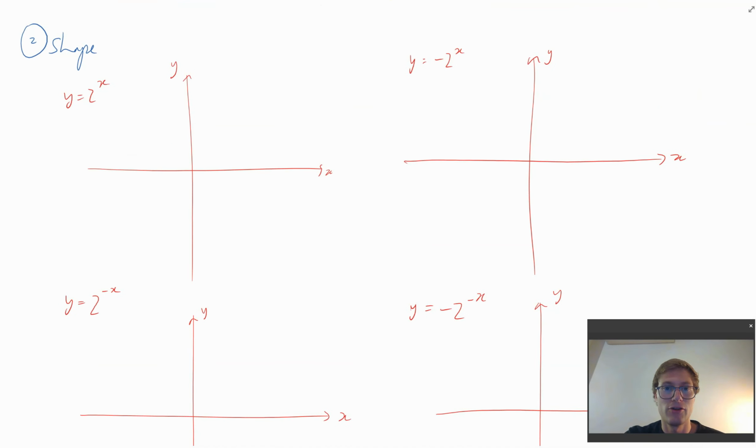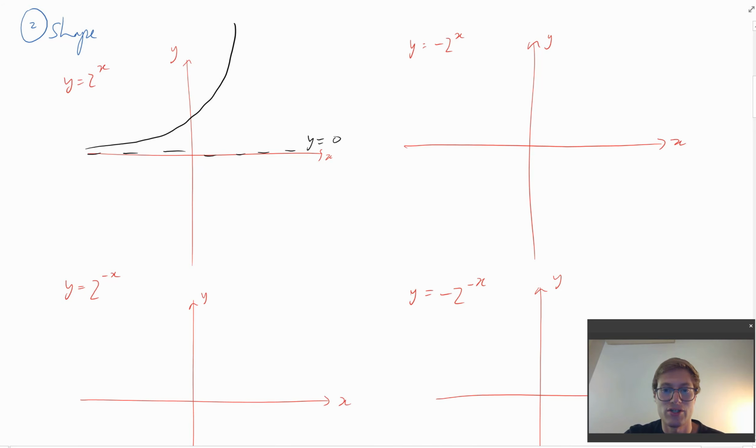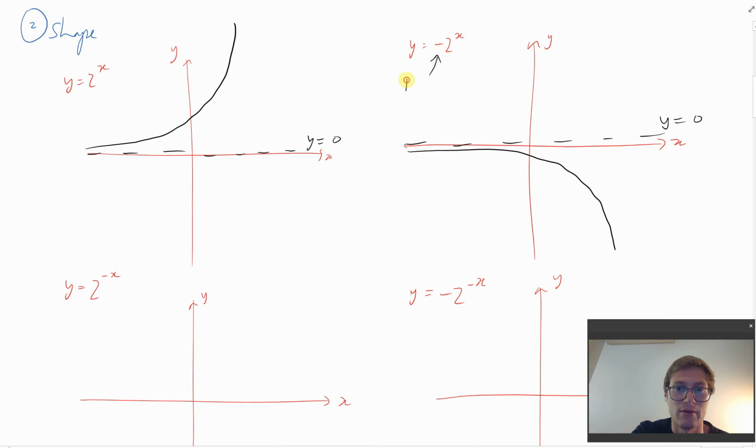Second step, you've got to get your shape right. We've already seen the first one, y equals 2 to the power x. You'll notice there are 4 main different shapes, different reflections you can get. Putting the negative sign out the front here is a reflection over the x-axis. In other words, it makes the graph upside down. So that's a reflection over the x-axis, upside down.